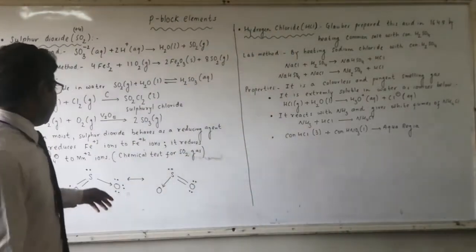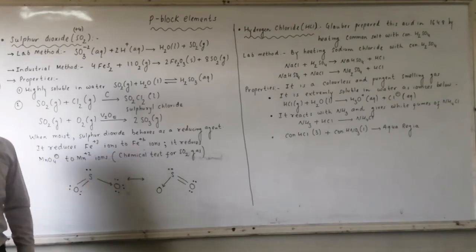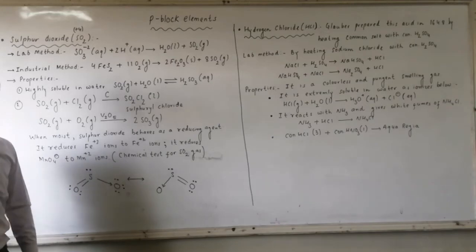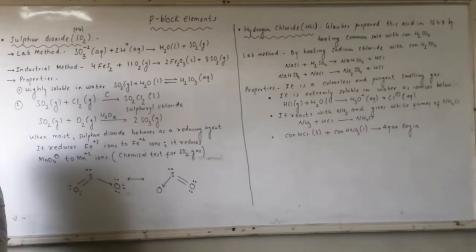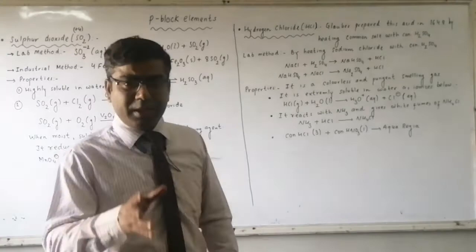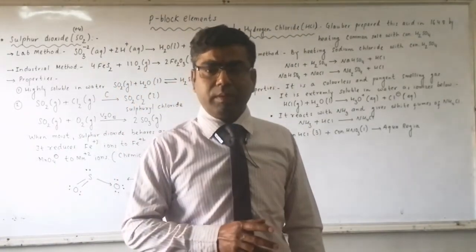It can convert Fe+3 ions to Fe+2 ions. The salts in which Fe+3 ion is present will be converted to ferrous salts. And it reduces MnO4- to Mn+2 ion. In the same manner, Fe+2 reduces MnO4- to Mn+2 ion.